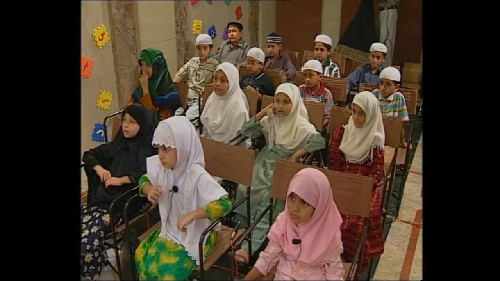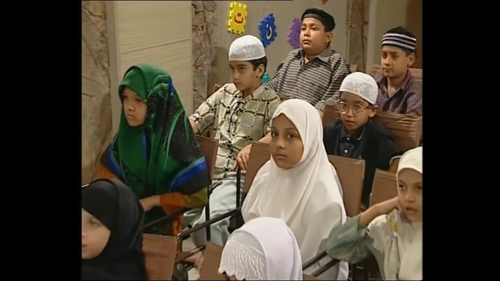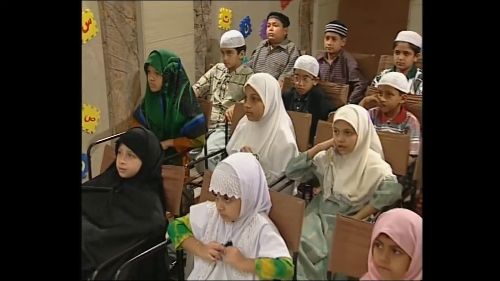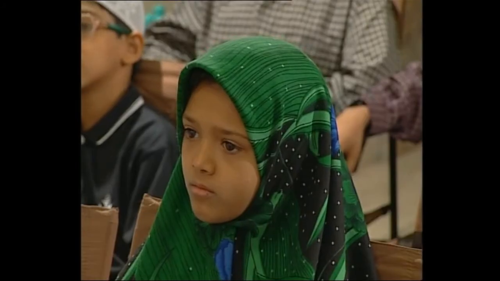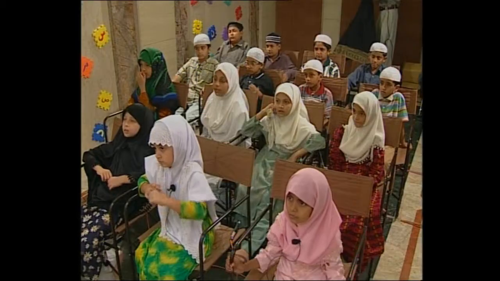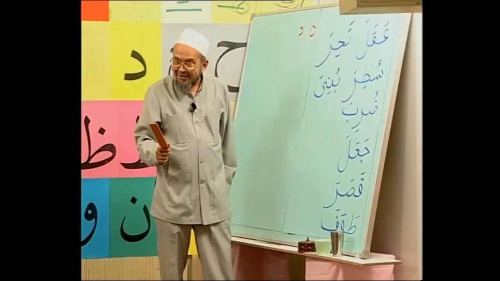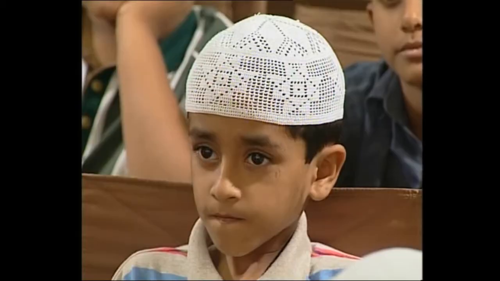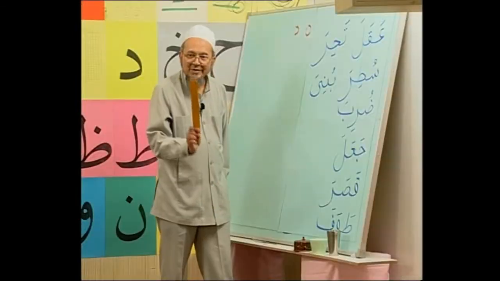Now, let me explain to you this particular thing. Just see now, this is what? Wood, a piece of wood. This glass is a metal glass. This cup is a plastic cup, and this box is a wooden box. Now, I am going to hit the metal glass with this wood. Watch the sound.